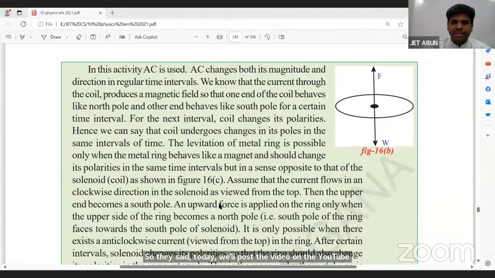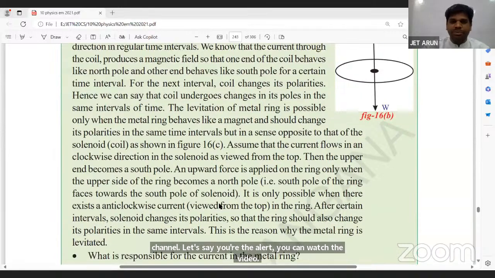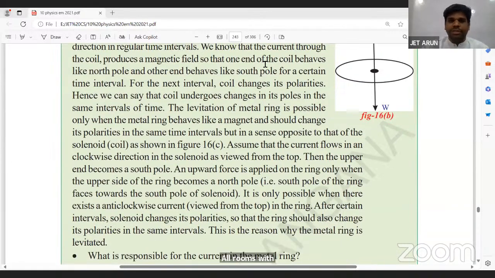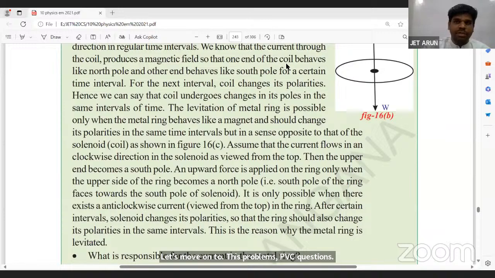All right, students, with this, let's conclude the theory part. Let's move on to the problems, previous year questions. Are you all ready for the questions now? Type yes in the chat box.